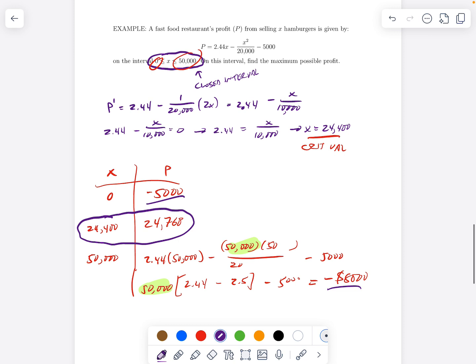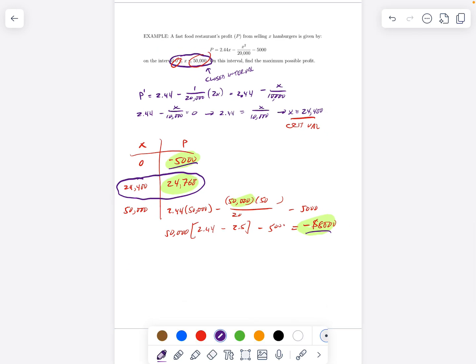Find your critical values and just make a table. What are my endpoints? Here there are two endpoints. What are my critical values? There's just one. Evaluate, evaluate, evaluate. We're getting these three numbers as our answer. And the biggest number we see there is the maximum. So the maximum possible profit here, assuming I haven't made a silly mistake, would be $24,768. All right, that's it for this video.